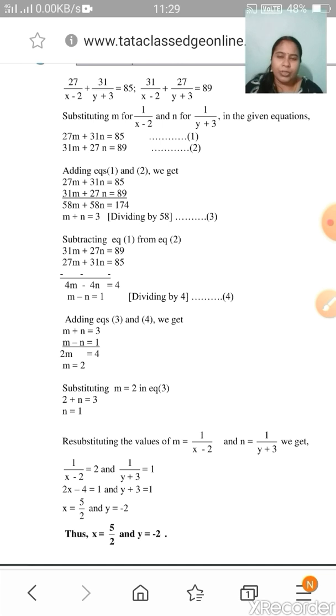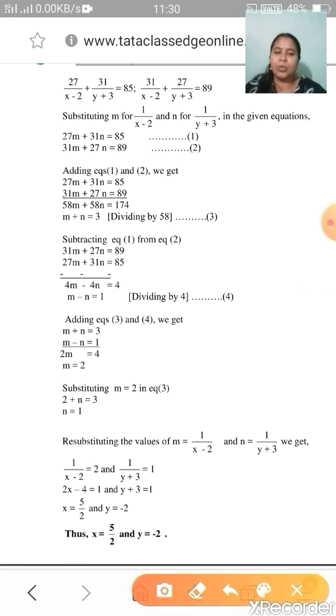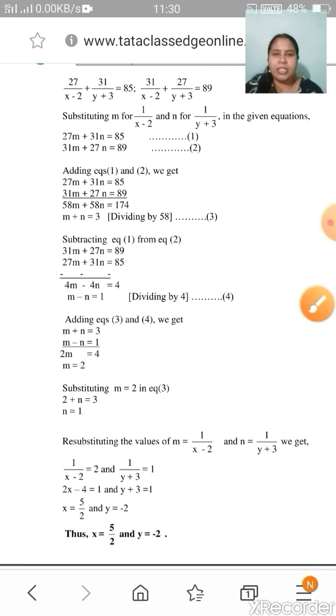So look at the question. 27 upon x minus 2 plus 31 upon y plus 3 is equal to 85. And 31 upon x minus 2 plus 27 upon y plus 3 is equal to 89. Looking at the question, the first thing that should come to your mind is to look at the coefficients, the numbers written in the numerators: 27, 31, 85, 31 and 27. Aren't they the same? The cross terms are the same. So immediately it should strike you that we have to use the method of addition and subtraction.